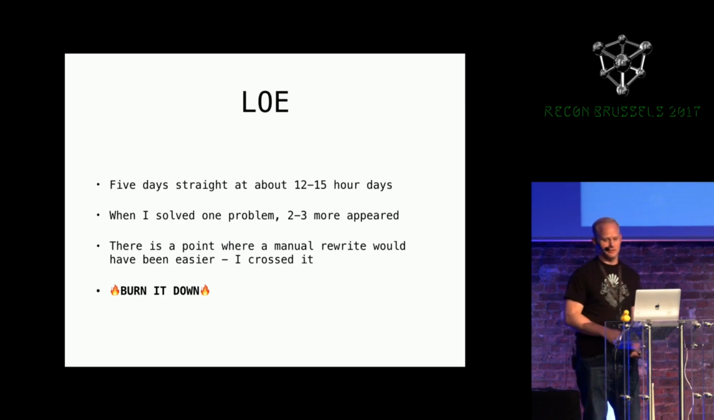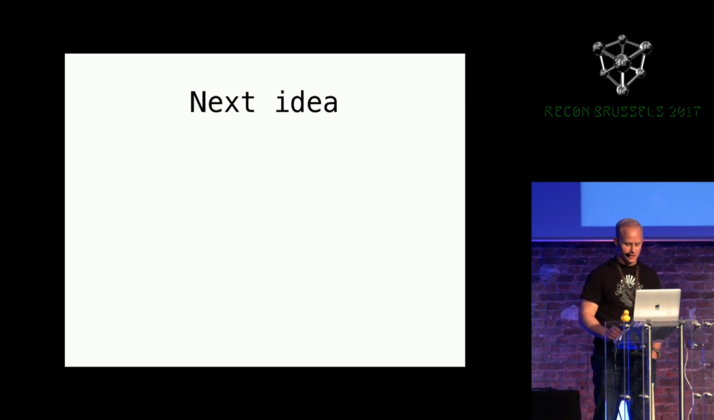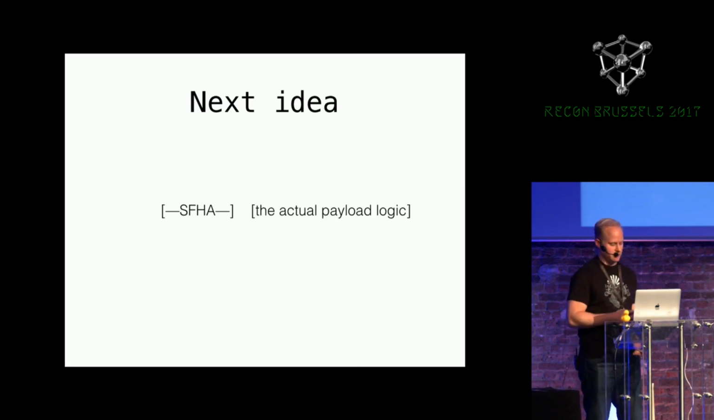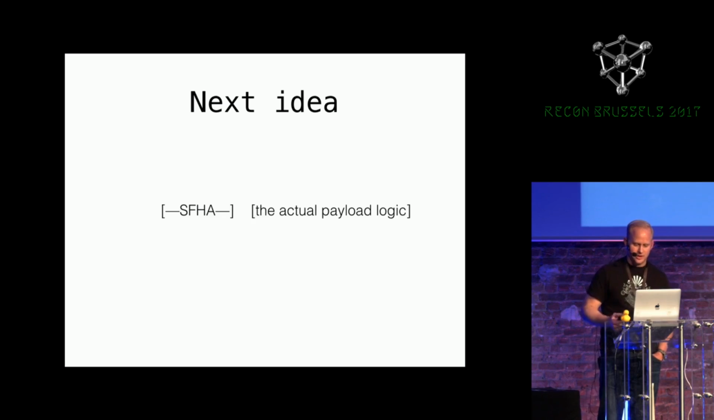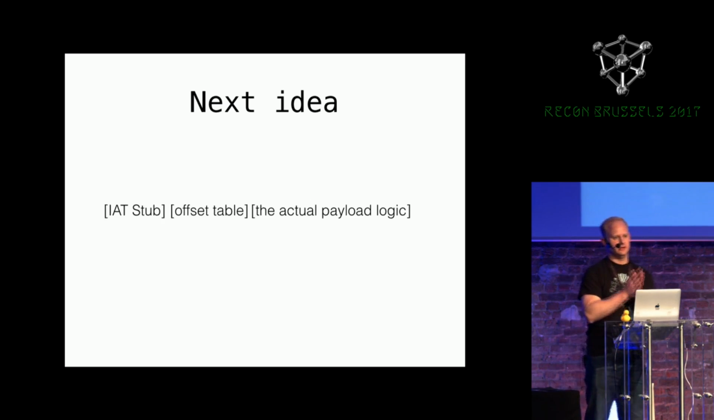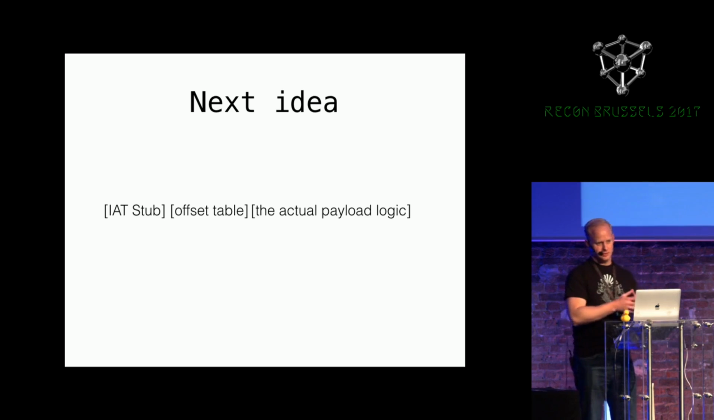I'm like, I'm done. I'm going to go to the original idea that I had, the first idea, and that was to replace Stephen Fewer's hash API with something else. So what I came up with was this. This is the original, right? You have the hash API plus actual payload logic. And I decided to use the import address table stub and then an offset table. Because you have to translate the 4-byte hash to something. If you're not using the export table, you have to figure out what it is. So what I did is I took all the APIs and then I uniqued them, put them in a string.